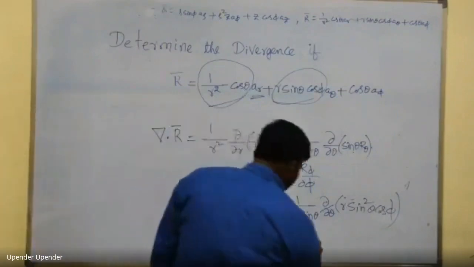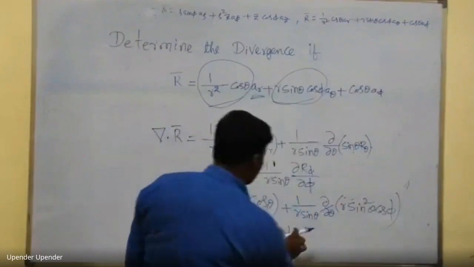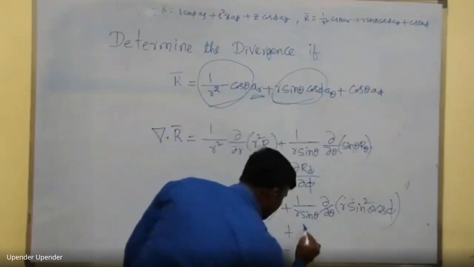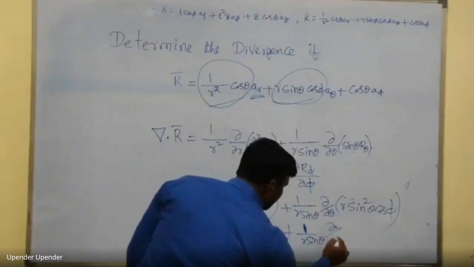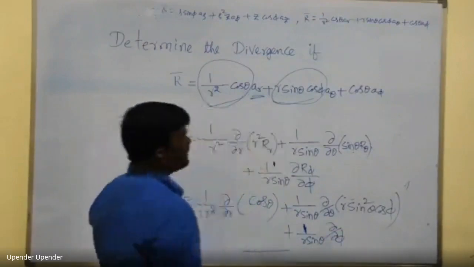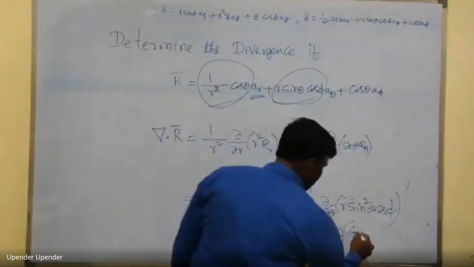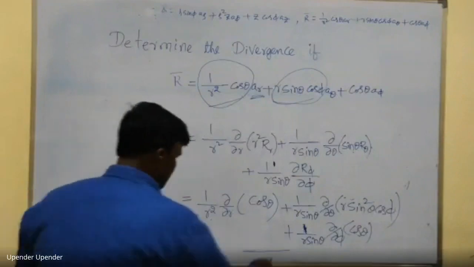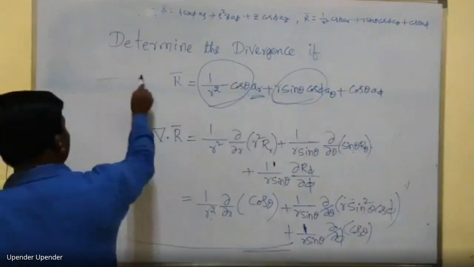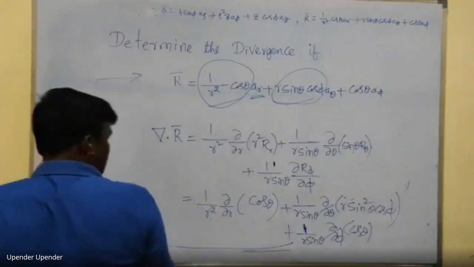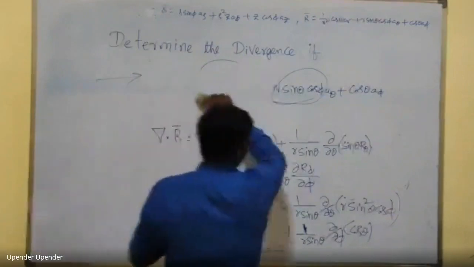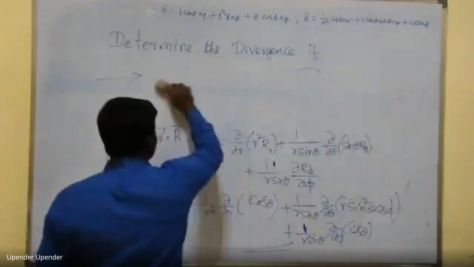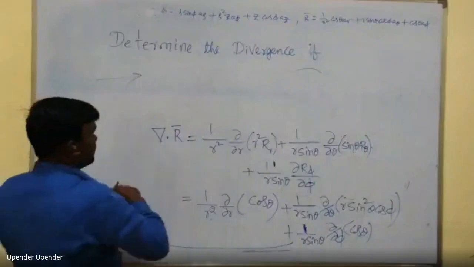Last term: 1 by r sin theta, dou by dou phi of r phi. What is r phi? The last component, that is cos theta. I will do this simplification here itself. Now simplify this one.